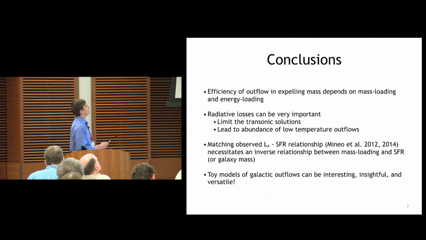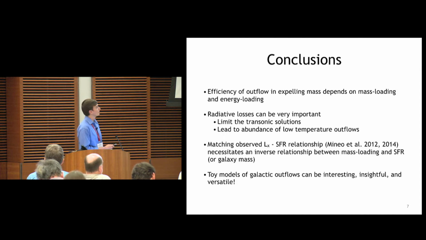So we can make a few conclusions just off these first couple of slides. One is that the efficiency of the outflow and expelling mass depends a lot on the mass loading and energy loading, specifically the solutions with the lowest mass loading and highest energy loading are, in a sense, the most efficient. We've talked about the importance of radiative losses and how they lead to an abundance of low temperature outflows. And we've also been able to match the observed X-ray luminosity star formation rate relationship with the large necessity that you need to have an inverse relationship between the mass loading and the star formation rate.